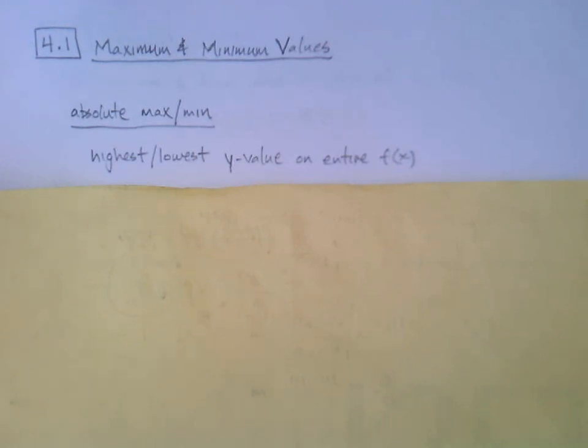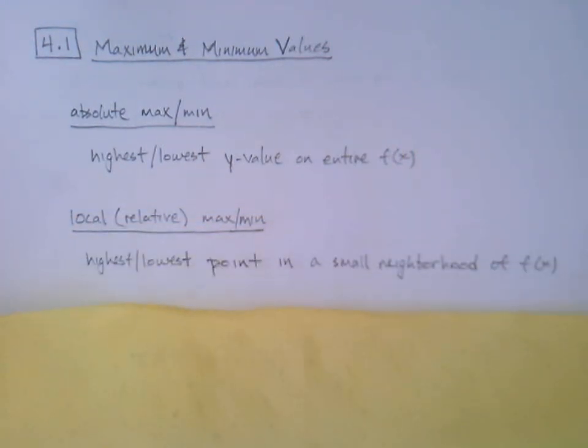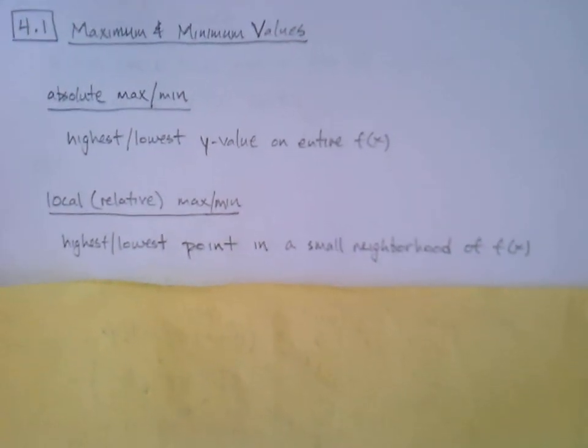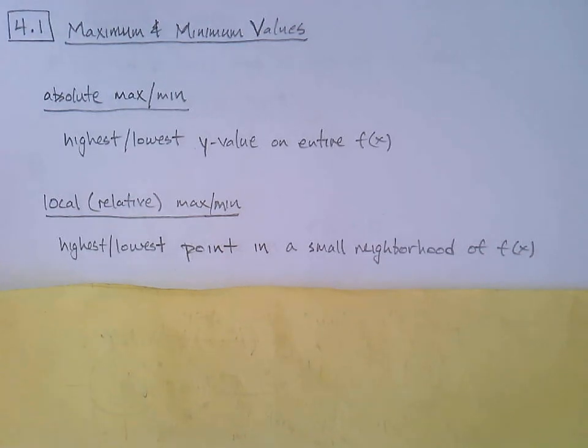But there is another type of max and min. We call it the local, or sometimes you hear the word relative max and min. Truth is, we spend a lot more time looking at local maxes and mins than we do absolute. So let's read that definition. The local, we're just going to call it the local, but other books or other teachers might call it the relative. What is a local max or min? It's the highest or lowest point in a small neighborhood of f of x.